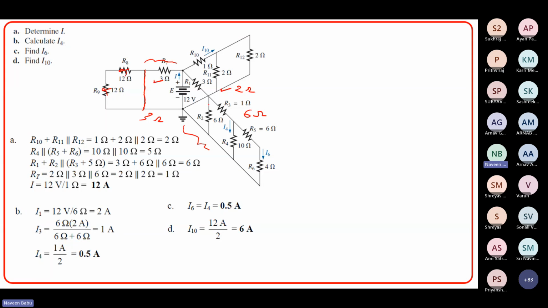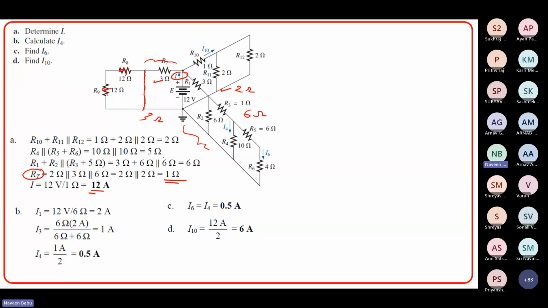Now, 6 parallel 3 parallel 2, take the inverse of the sum of inverses, so the total equivalent resistor that I get is 1 ohm. I think it is right. So RT here is 1 ohm. So it is 12 by 1, which will be 12 ampere, the value of the current I, which is 12. So we have already found out I10.